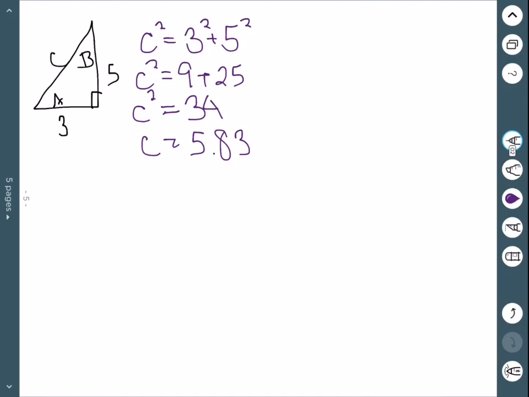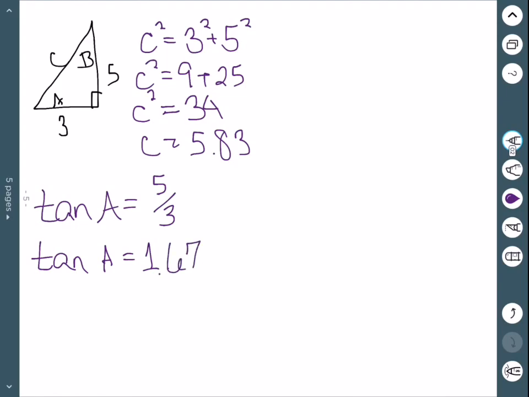To find angle A, I'll use the fact that tangent of A is opposite over adjacent. We know that 5 divided by 3 is 1.67, and then using the inverse tan button on the calculator, the tan to the -1, we get that this angle is approximately 59.04 degrees.